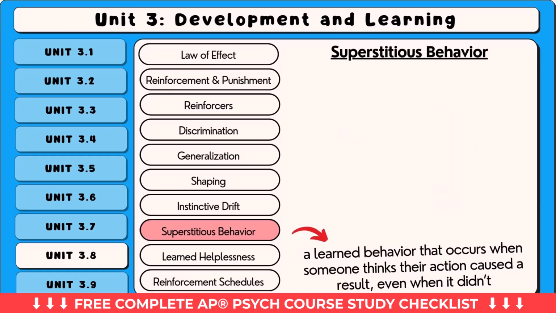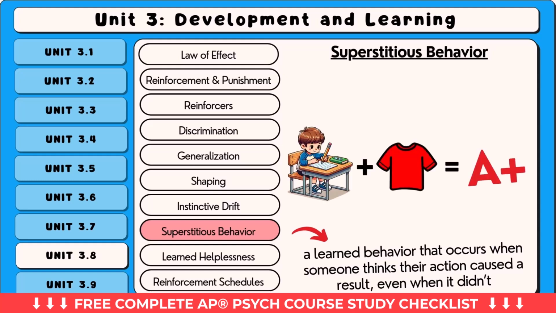Superstitious behavior is a learned behavior that occurs when someone thinks their action caused a result, even when it didn't. For example, imagine a student wears a red shirt on the day they get an A on a test. They might start believing the red shirt brought them good luck, even though it had nothing to do with their grade. So next time there's a test, they wear the same shirt again, hoping it helps.